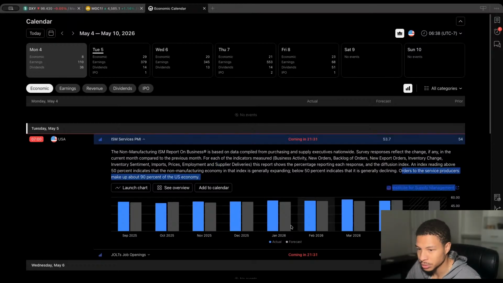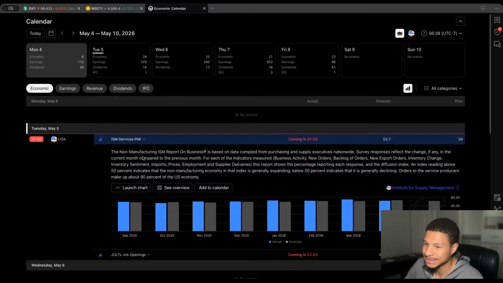Orders to the service producers make up about 90% of the U.S. economy. So this is an important one to see, because an index reading above 50% indicates the economy is generally expanding. Below indicates it's declining. And for something that makes up 90% of the US economy in some capacity, I think in the current climate, it's important to look at this folder today, right?